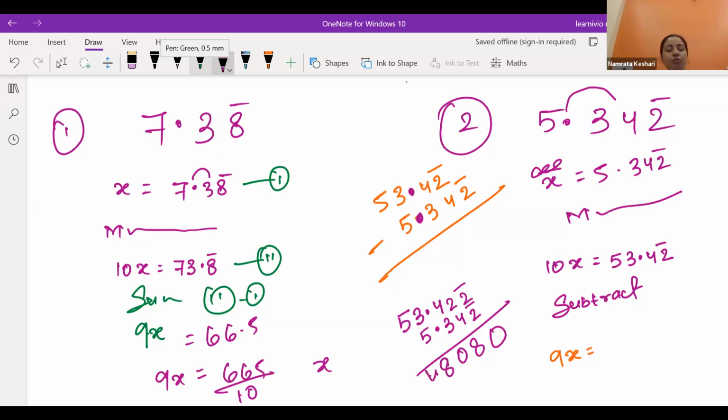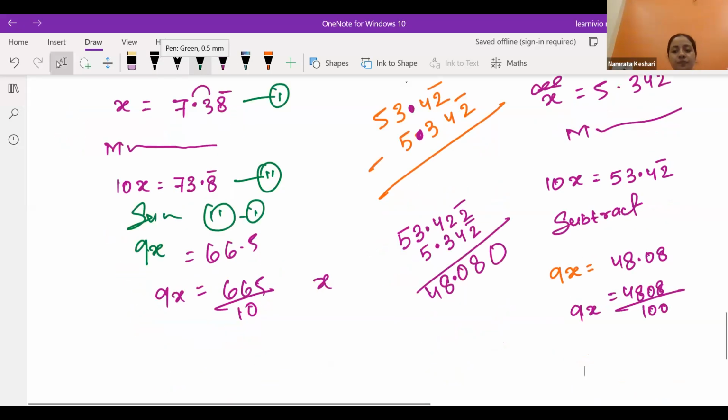So we are getting 48.08, which you can write in fraction over here itself. That 48.08 will be 4808 by 100. Do you know how to write a decimal number as a fraction? If I am telling that 48.08 will be 4808 by 100, is it making sense? Yes, ma'am. Okay, so we'll be getting 4808 divided by 100, and here we are having 9x.